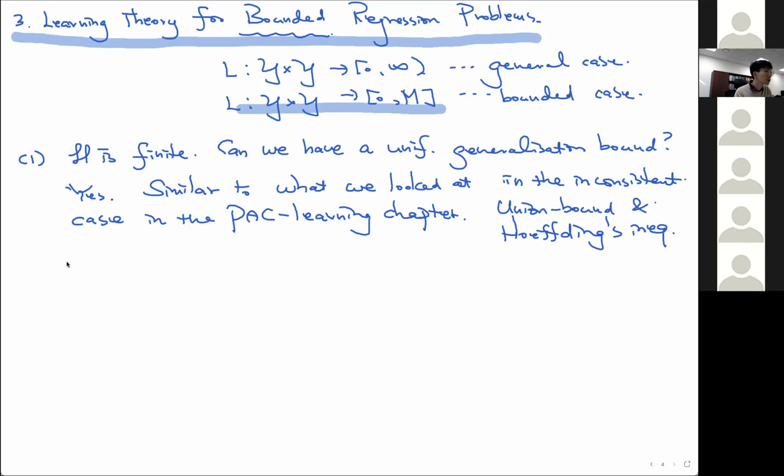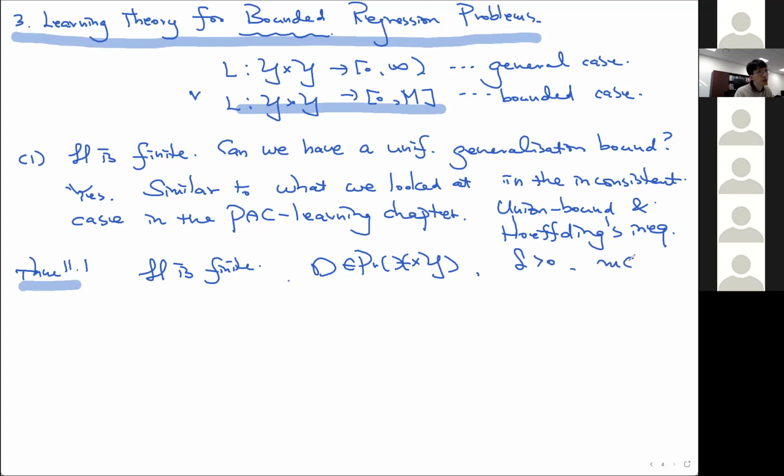The result says the following. Theorem 11.1. We are making the bounded assumption always in this section, and this is for the finite case. So suppose H is finite, and then consider some distribution for the problem, the level of accuracy we want to achieve, and the size of the sample. That's the case, and the following bound is true.